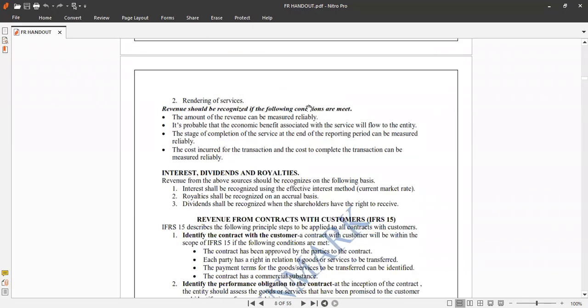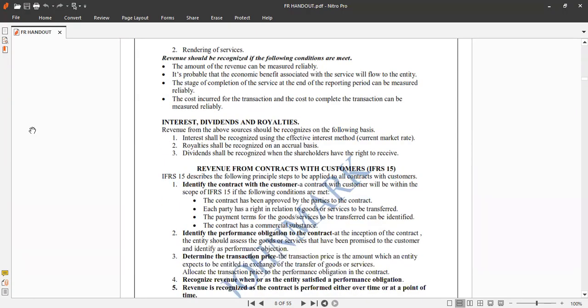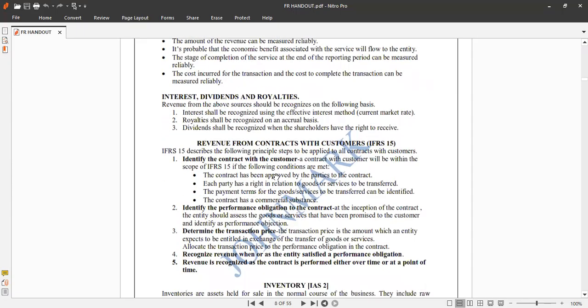Then revenue should be recognized if the following conditions are met. So we can go through that. Then we have other income such as interest, dividend, and royalties. Now revenue from the above sources should be recognized on the following basis. One, interest should be recognized using the effective interest rate method. That's the current market rate. Also, royalty should be recognized on an accrual basis. Then dividend shall be recognized when the shareholders have the right to receive.